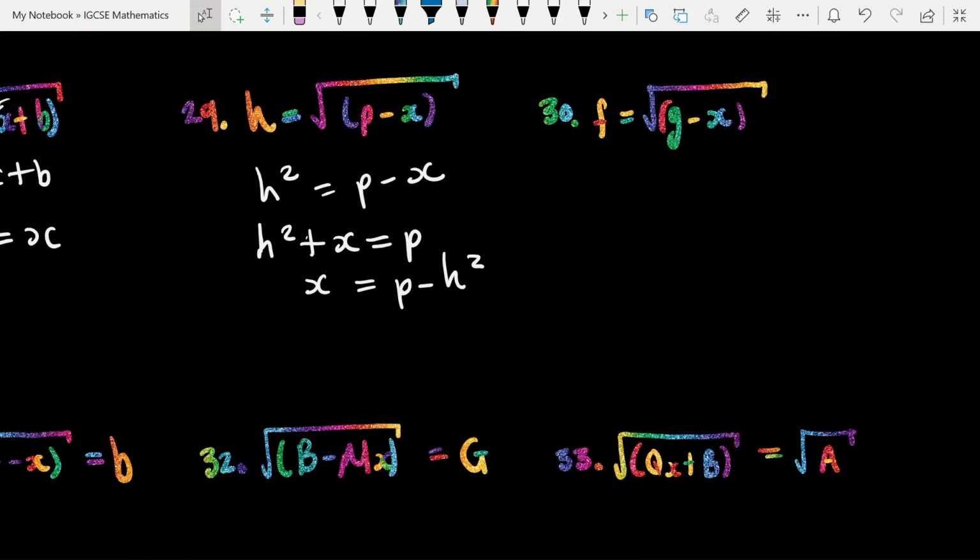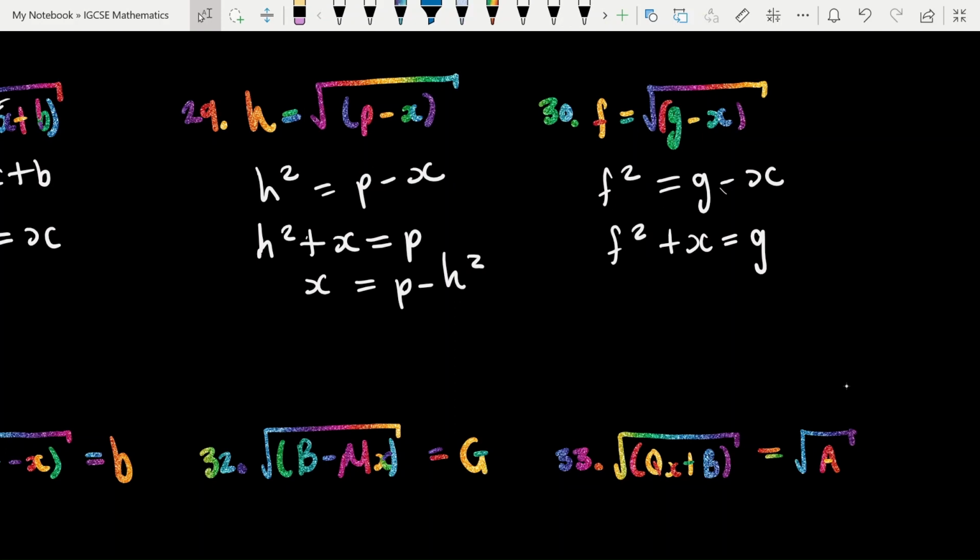There we have now number 30, f being equal to this, blah, blah, blah. We take the square root to the other side. It becomes squared. F squared is equal to g minus x. You see that examples look like they're the same, but they do change. So I recommend you make sure you watch every example. Now we have f squared being equal to g minus x. I see my x is negative again. I take it to the other side to make it positive. F squared plus x is equal to g.